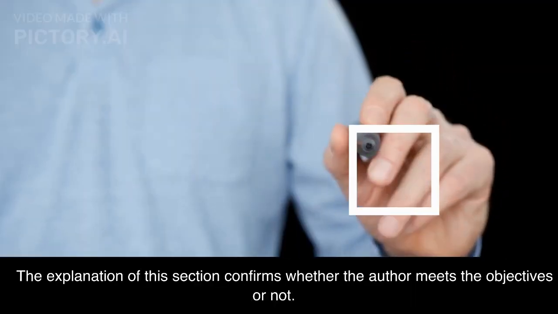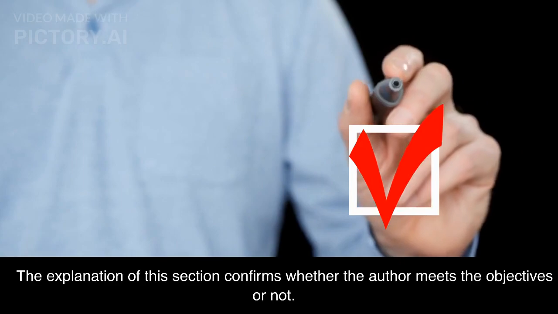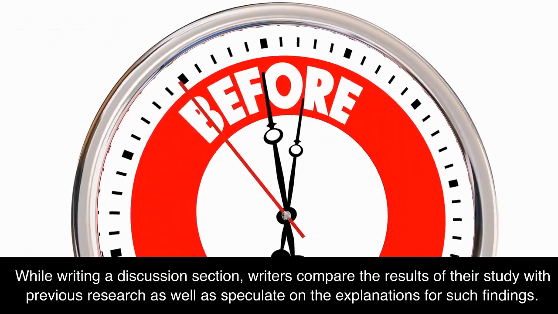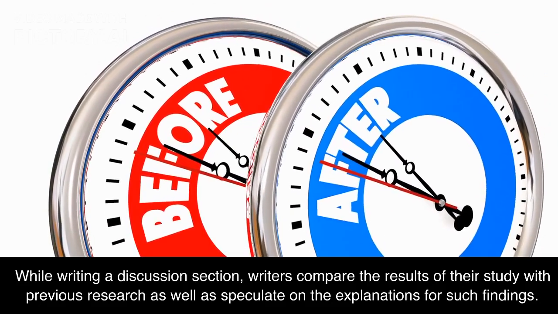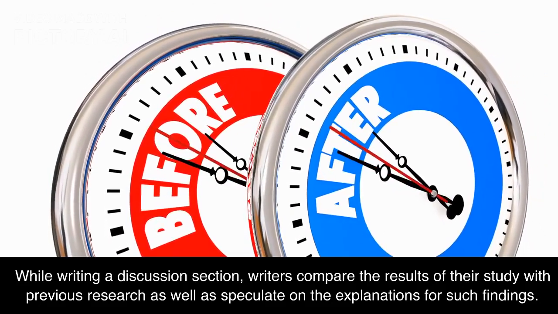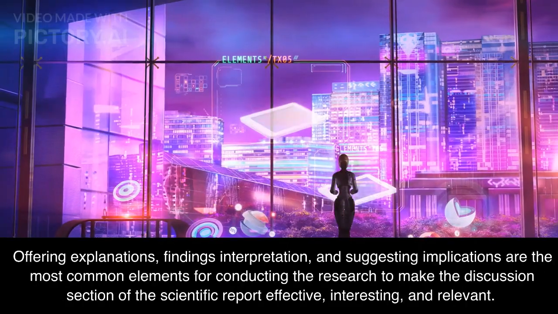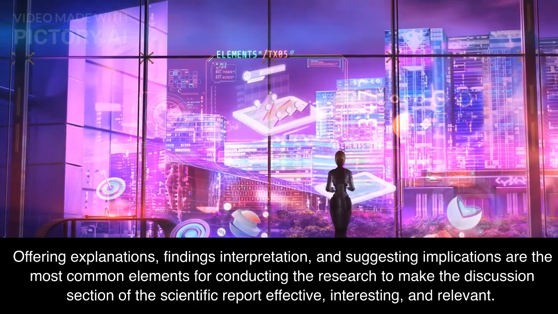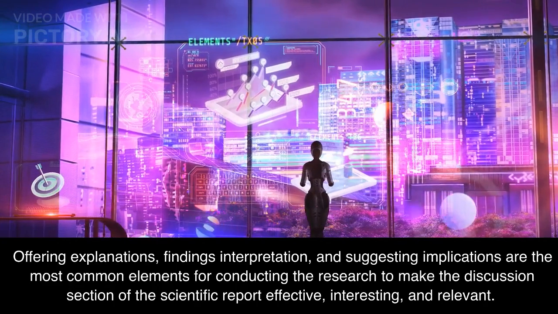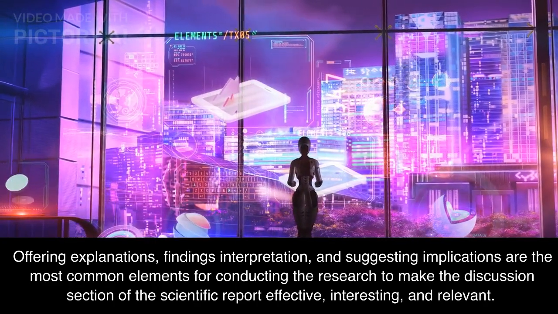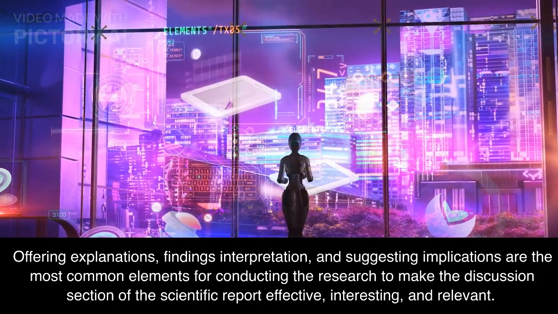The explanation in this section confirms whether the author meets the objectives or not. While writing a discussion section, writers compare the results of their study with previous research as well as speculate on the explanations for such findings. Offering explanations, interpreting findings, and suggesting implications are the most common elements for conducting the research to make the discussion section of the scientific report effective, interesting, and relevant.